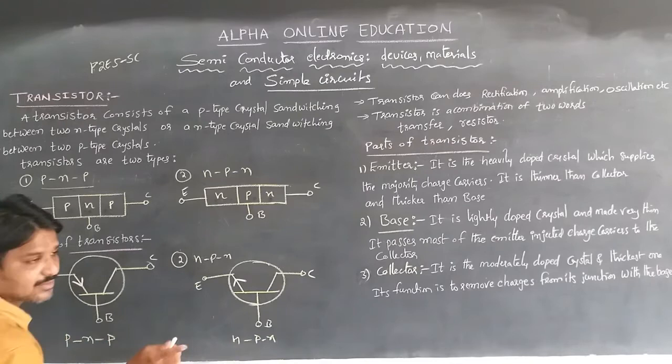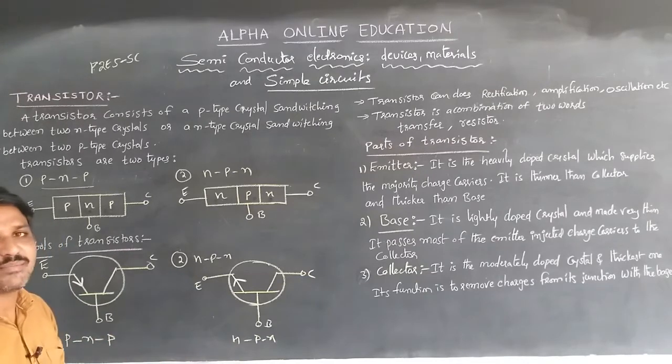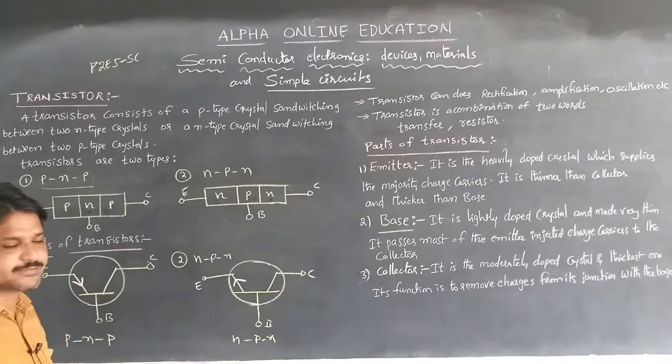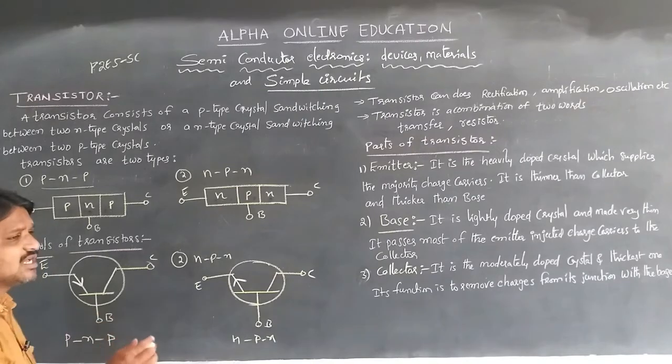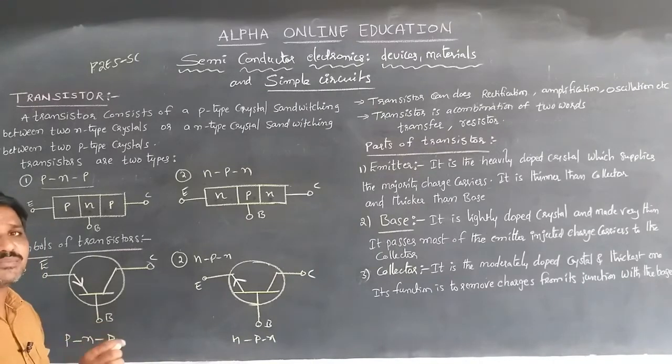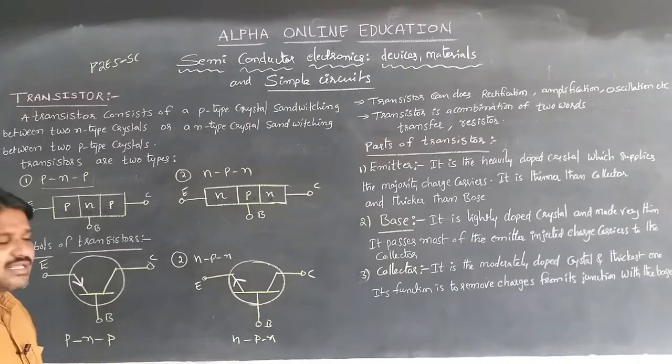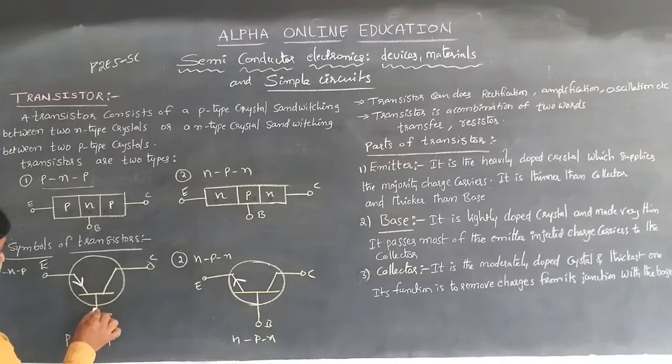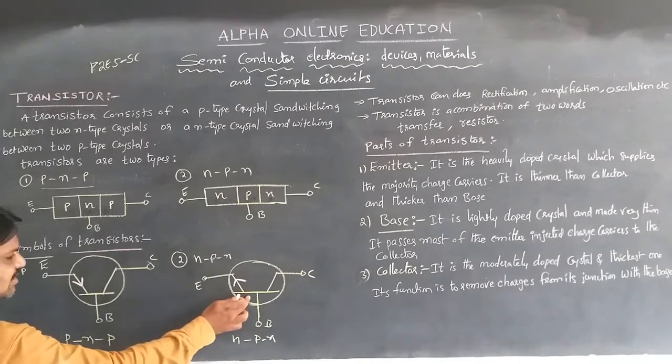Listen carefully, this is very important for the intermediate public examination, for 2 marks. If they ask you to draw the symbols of PNP and NPN transistors, then these are they. This is the symbol of a PNP transistor and this one is the NPN transistor.